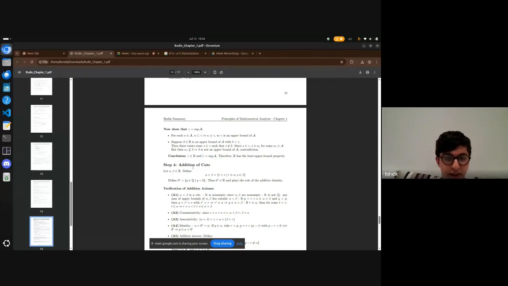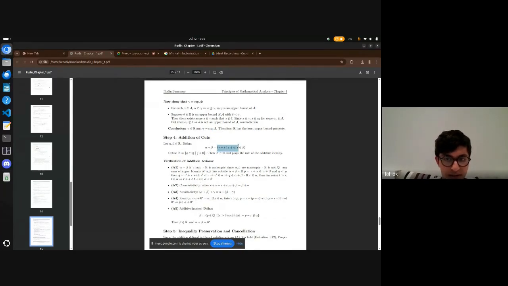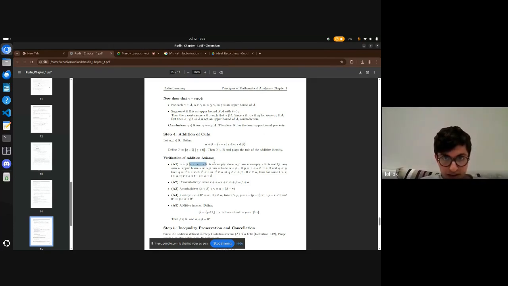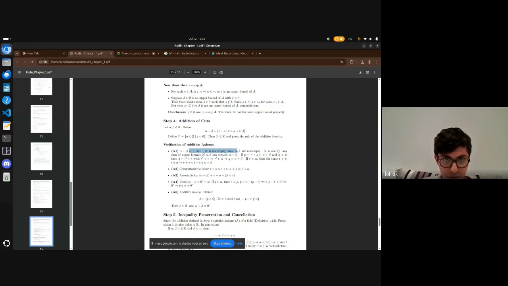And we define the sum of these cuts as r plus s for each r in A and s in B. So we're taking each element of these cuts and adding them together. And A plus B is a cut itself. It is non-empty because A and B are non-empty. It is not Q, since sums of upper bounds of A and B lie outside of A plus B. If p is equal to r plus s in A plus B and q is less than p, then q is equal to r prime plus s.